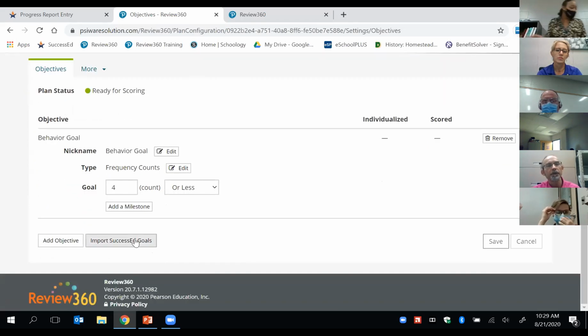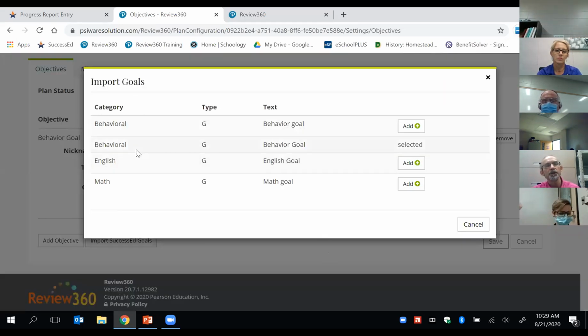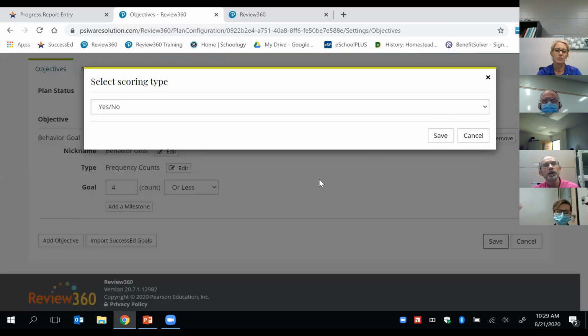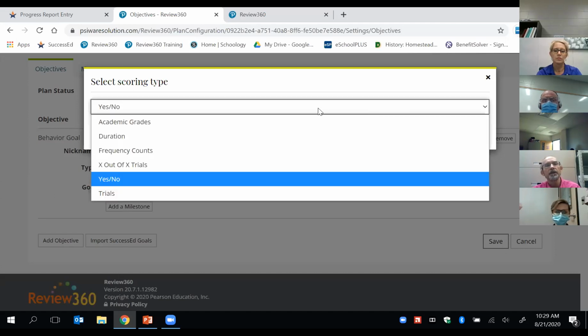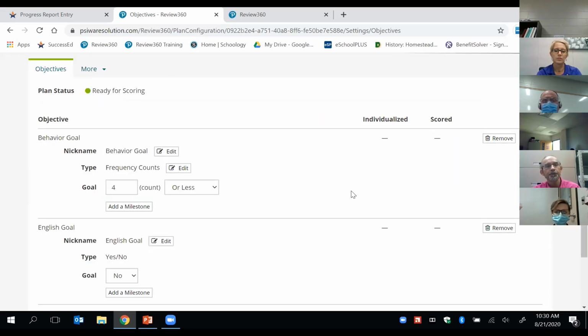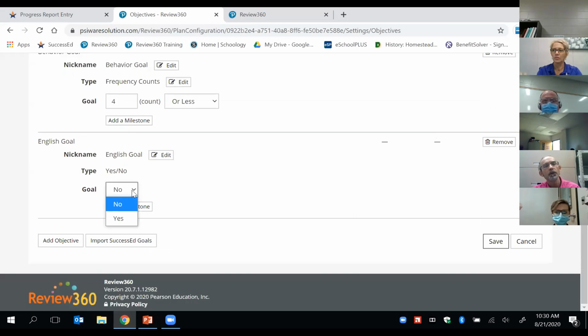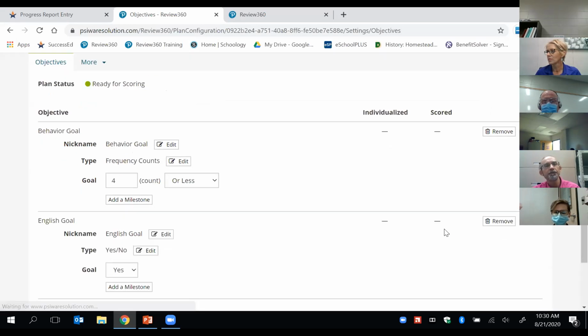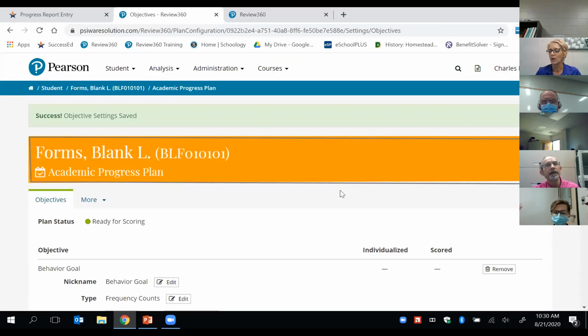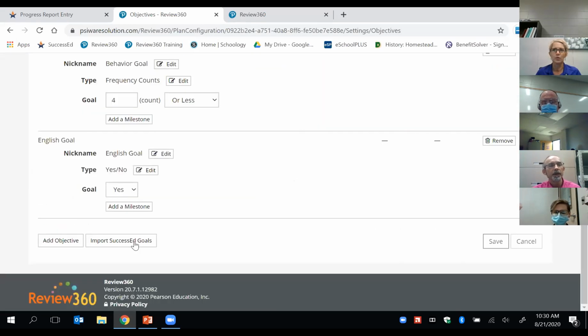Now let's import the English goal. As you can see, the behavior goal's already been input. So we're going to do the English goal. And let's say that this one is a plus or minus. So we're just going to leave it at yes, no. We would change the goal to yes and go ahead and save it. And the English goal has now been imported.